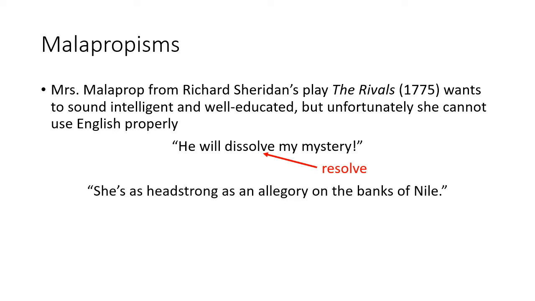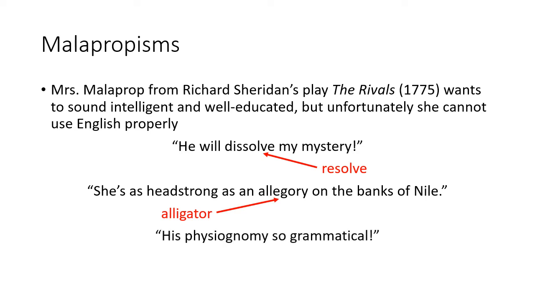Another example is this one. "She's as headstrong as an allegory on the banks of Nile." You can see that this sentence sounds also a bit strange. That's because Mrs. Malaprop again made a mistake when creating it. She wanted to say, "She's as headstrong as an alligator on the banks of Nile." And another one, "His physiognomy so grammatical should be his phraseology so grammatical." Small difference in a sound, but huge difference in its meaning.